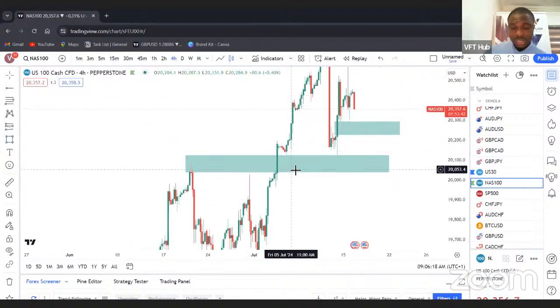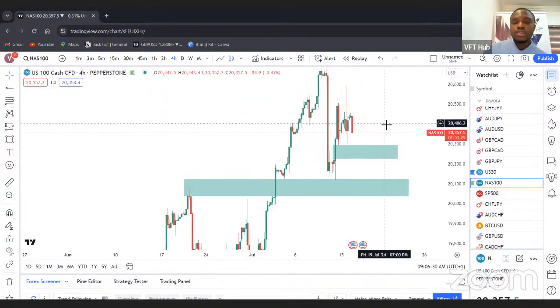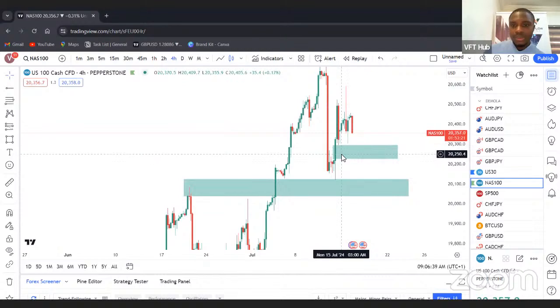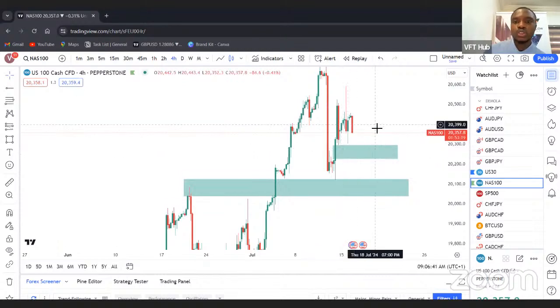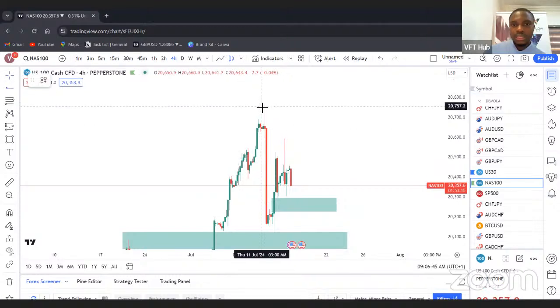Why I'm not considering this first is because price tapped into this fair value gap the first time. It just tapped into it, and then we saw that push to the upside. And so I believe this has already been tested. What I want to see next is this level being tested. Price taps into this, and then we continue that push to the upside. Where are we going? I believe we are going to clear this high overall.